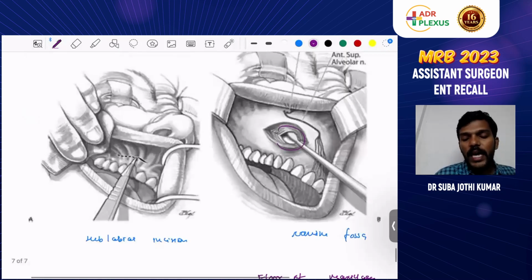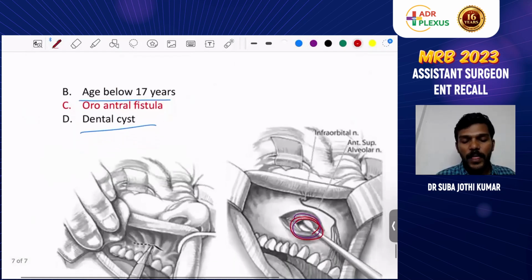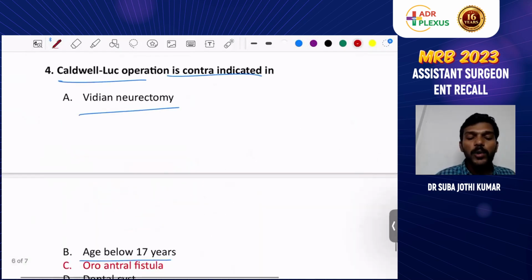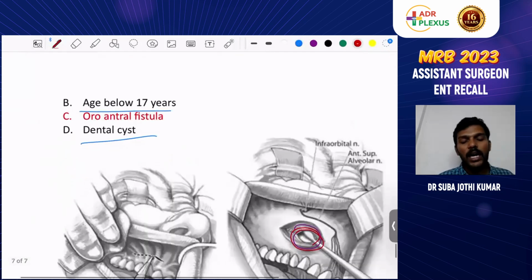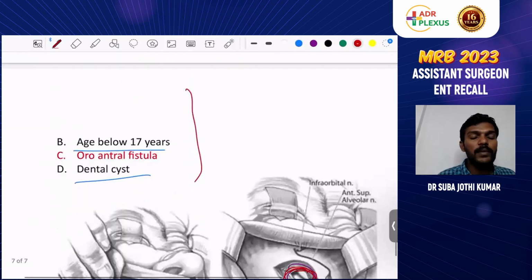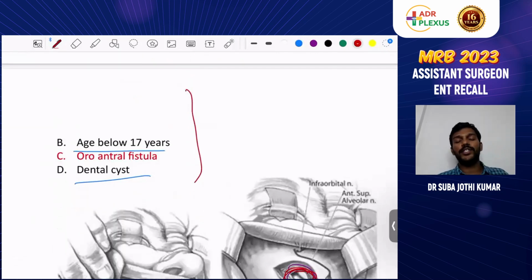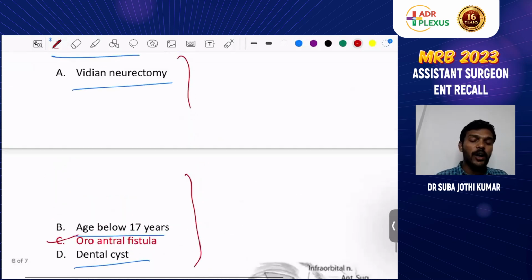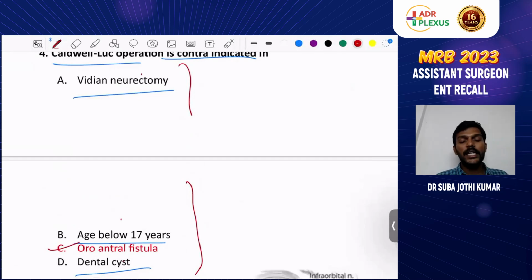So if you are having an oroantral fistula, for the time being you may not do a Caldwell-Luc procedure, but for oroantral fistula also you could do a Caldwell-Luc procedure in the chronic or long run if there is no other possibility. But I can't definitely say this is the answer. Comparing with the other options, which are not relevant for this question, oroantral fistula can be the right answer. The answer is not final, but this could be the answer because it's quite a controversial question. All options are not giving a clear-cut picture, whereas oroantral fistula has some relevance with the Caldwell-Luc procedure. You could choose that answer.